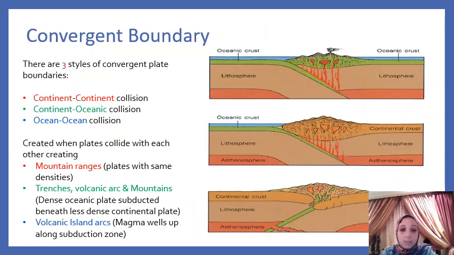The second plate movement is the convergent boundary. Remember, we said the plates collide toward each other. This collision yields different natural phenomena according to the crust that collides: an oceanic crust colliding with an oceanic crust, or an oceanic crust colliding with a continental crust, like in the second picture, or, in the third diagram at the end of the slide, a continental crust colliding with another continental crust.